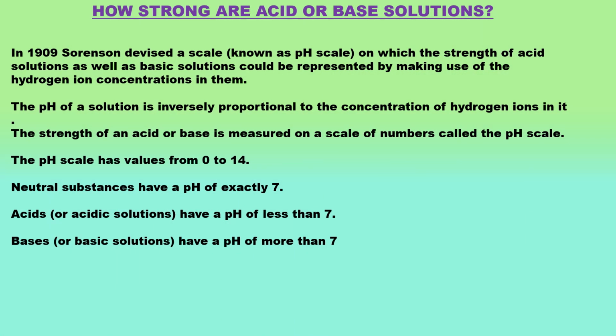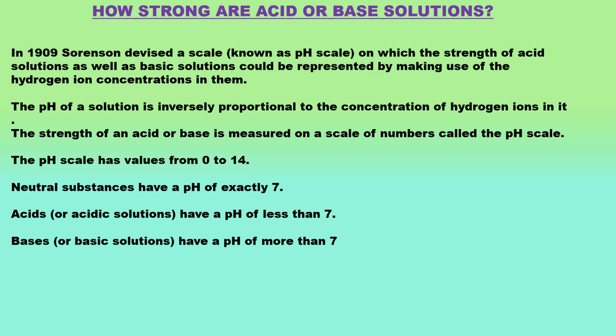How strong are acid or base solutions? In 1909 Sorensen devised a scale, known as the pH scale, on which the strength of acid solutions as well as basic solutions could be represented by making use of the hydrogen ion concentrations in them. Sorensen linked the hydrogen ion concentrations of acid and base solutions to the simple numbers 0 to 14 on his pH scale.